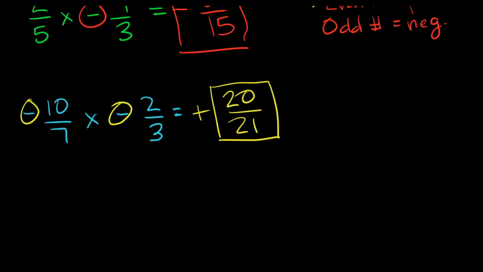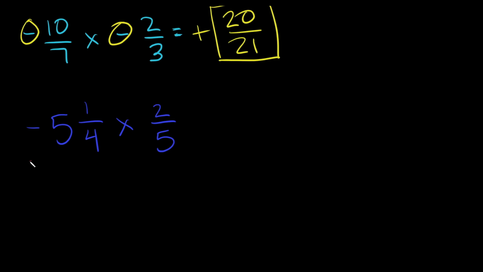Okay, what if you had a negative mixed number? So what if we had negative 5 and 1/4 times 2/5? Okay, so remember, we have to turn this mixed number into an improper fraction. So how do you do that? Well, when your mixed number is negative, there's two ways to do it. This first way is the way I prefer to do it. So I just ignore the negative sign at first, and then I just convert this mixed fraction like normal.